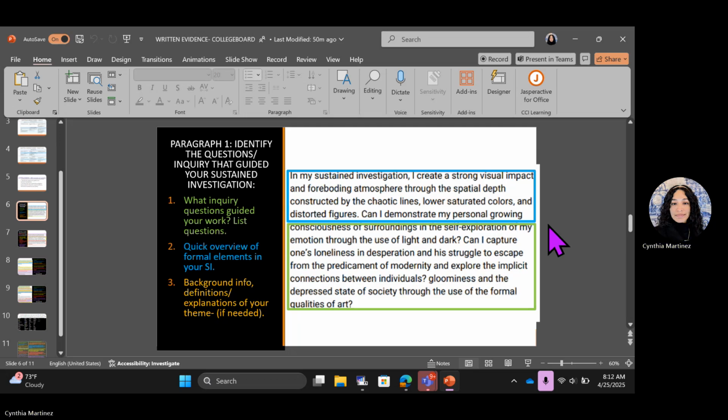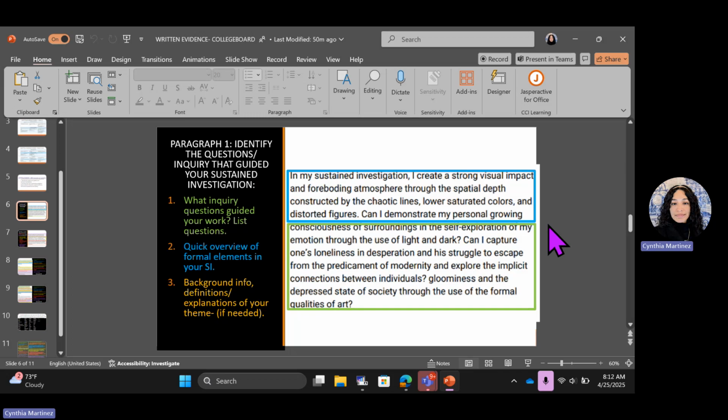So they have a cause and they have an effect in this sentence. What is the cause? Well, what are their artistic choices? Well, the artist, the student, used chaotic lines, lower saturated colors, and distorted figures. That was the artistic choice. Those were the formal elements that they're using. That is the cause.